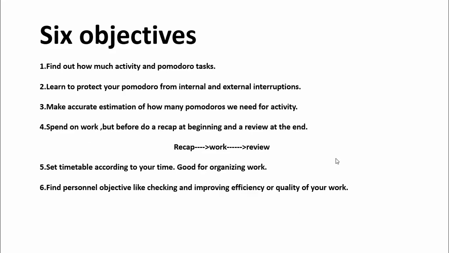There are 6 objectives that you need to follow while using the Agile Pomodoro technique. 1. Find out how much activity and Pomodoro task, as I have explained earlier. 2. Learn to protect your Pomodoro from internal and external interruptions. These interruptions may be message alerts, a meeting you need to attend, or a program you need to run while you are working. So see that you are not interrupted by these. 3. Make an accurate estimation of how many Pomodoros we need for an activity. 4. Spend on work, but do a recap at the beginning and a review at the end.